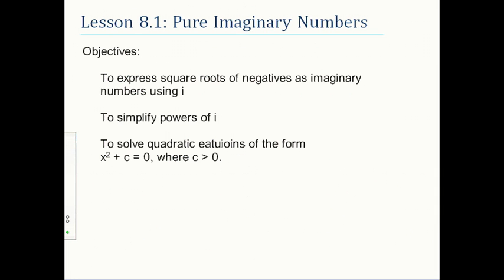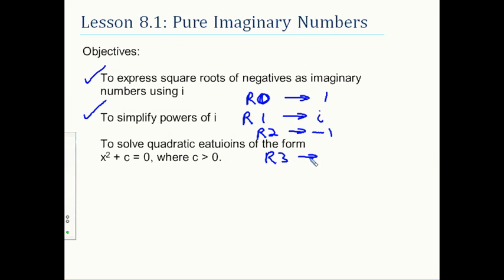And so if we go back to our objectives, we learned what square roots of negatives are. We have the imaginary unit i. We simplified i to a power. That's when we want to look at the remainder when we divide by 4. And we need to know those. We need to know if the remainder is 0, that thing will just be equal to 1. If the remainder is 1, it's equal to i. If the remainder is 2, it's equal to negative 1. And if the remainder is 3, it's equal to negative i. Those are things you should know.